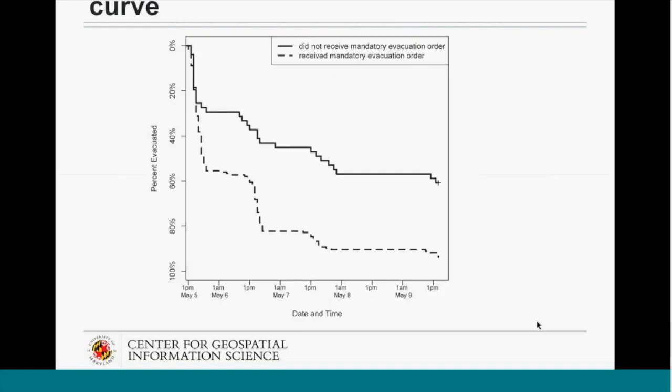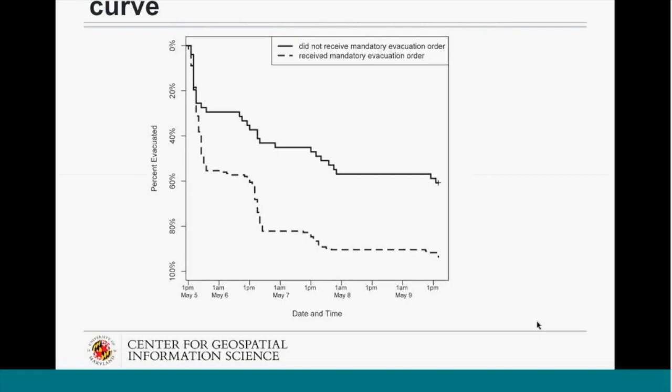What you can do is look at different factors and compare the survival curves with those different factors, right? Similar, if you want to go back to our time until death example, you can see how much longer people are alive that receive chemotherapy versus people that don't, and you would have 2 different curves on your chart. So what I did for this one is I made 2 different survival curves for people that did not receive a mandatory evacuation order and those that did, right?